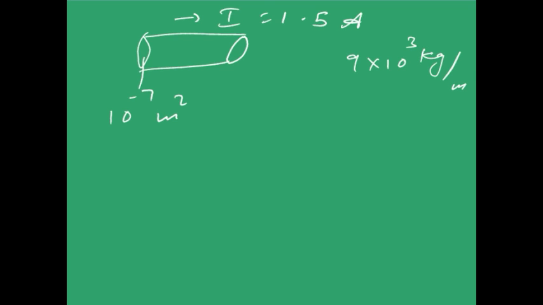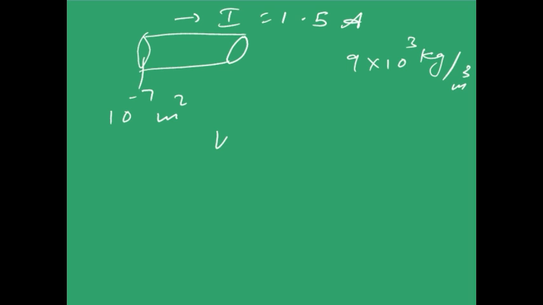Given data is that the cross sectional area is 10 power minus 7 meter square, and the current through this is I equal to 1.5 amperes, and this is copper. Given that the density of copper is 9 into 10 cube kg per meter cube, and I have to calculate the average drift speed of the conduction electrons.